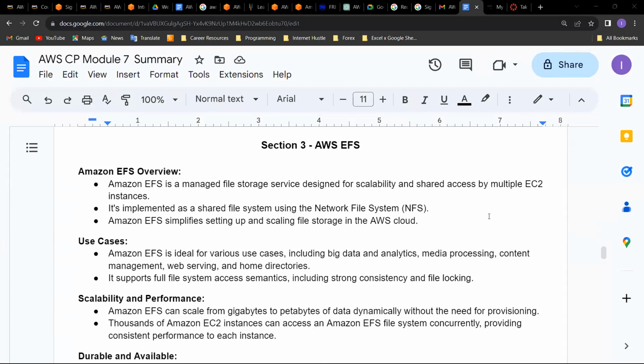And EFS, Elastic File System. This is a managed service, right? It's a managed service and can also be shared and then accessed by multiple EC2 instances. It is mostly implemented as a shared file system using the NFS, the Network File System. All right, so mostly it's for data.